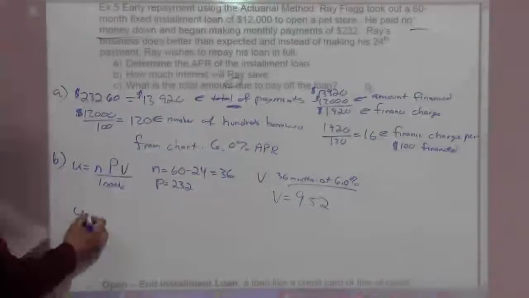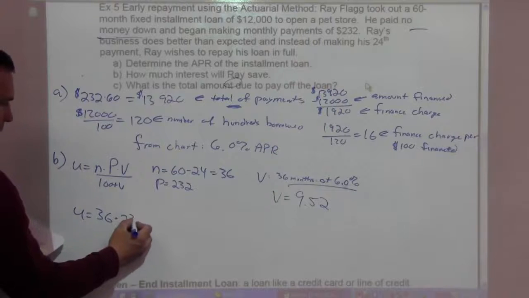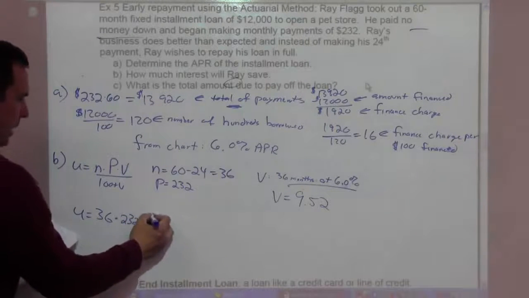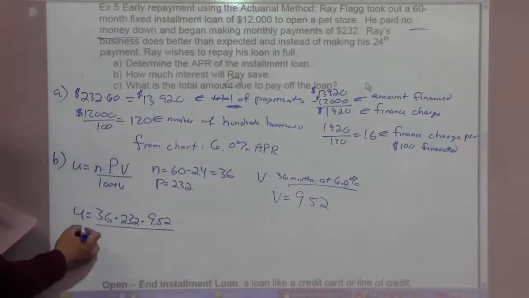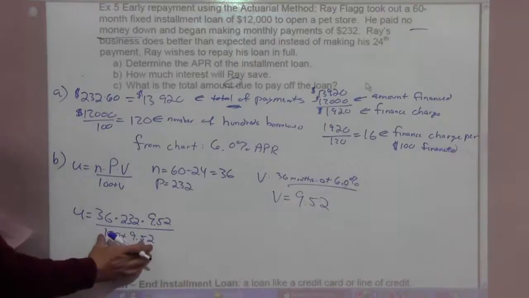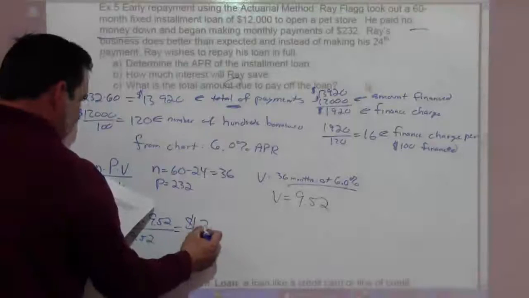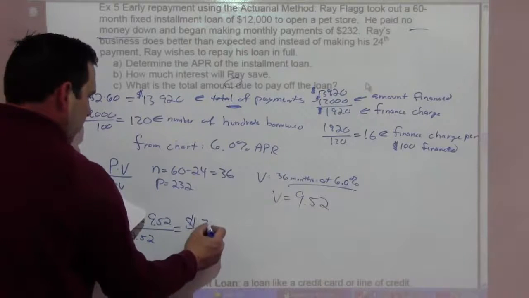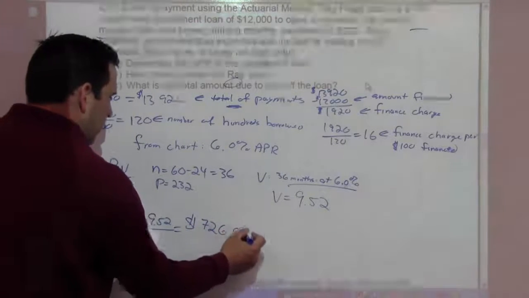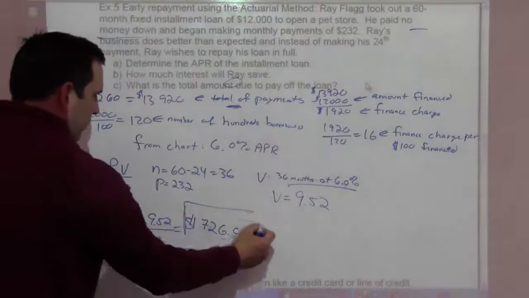So U would be equal to 36, the number of payments left, times 232, times our V, 9.52, divided by 100 plus 9.52. Remember your denominator, you should do that in parentheses because you're adding in the denominator. And that gives us $726. So this is the interest he'll save.